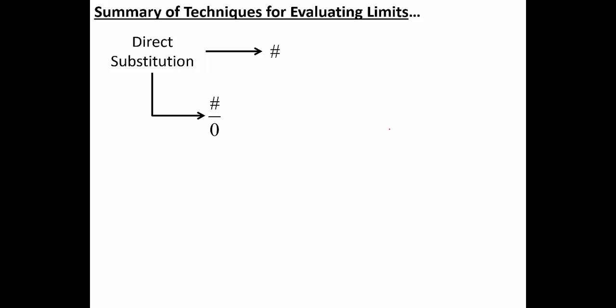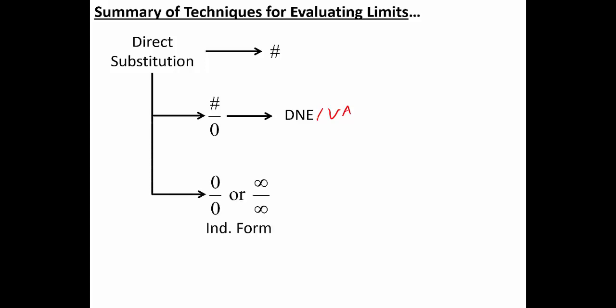Alternatively, you could try direct substitution and get a number divided by 0. This is just as good as getting a number. If you apply direct substitution and you get a number, then the limit exists at that number. If you get a number divided by 0, that means your limit does not exist, because a number divided by 0 is undefined. You could also say that there is a vertical asymptote in that case. In a vertical asymptote, the limit does not exist.